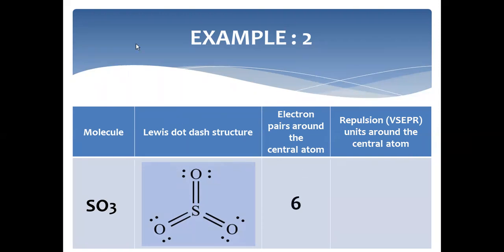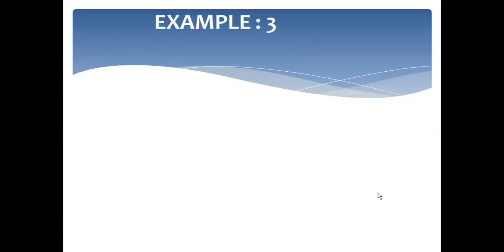And what should be the repulsive unit? Again, I am going to find the repulsive unit. Whether it is single, double or triple, it is considered as 1 repulsion unit. So here you have 1, 2, 3. Your answer should be 3. Let's check. We found the answer, right? Let's move on to the next example.